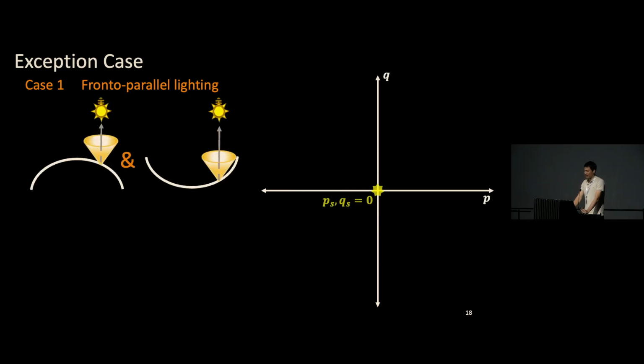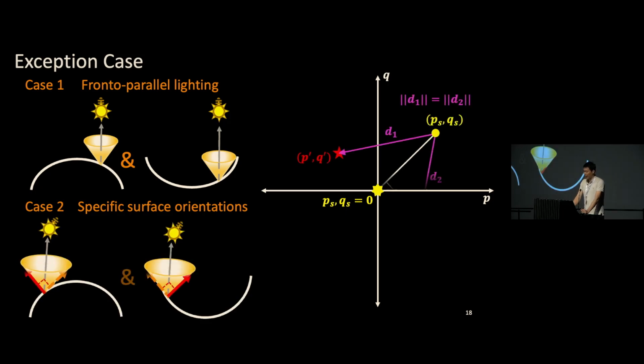We should note that our theory cannot resolve the ambiguity in two special cases. The first one is frontal parallel lighting. In this case, the lighting becomes 0, so the ambiguity cannot be resolved. The second case is specific surface orientations. When the local binary normals lie along the line equidistant from the lighting, the ambiguity remains unresolved as well. Without these cases, our theory is applicable to almost all scenarios.